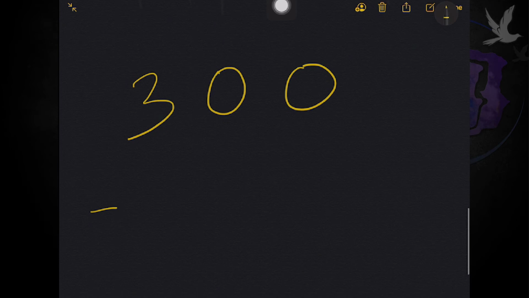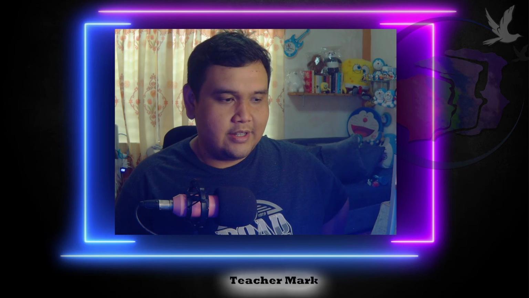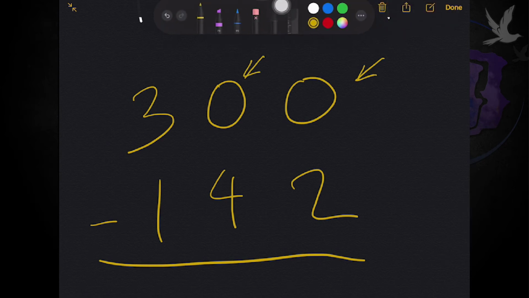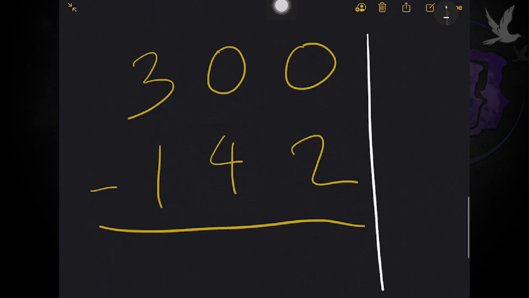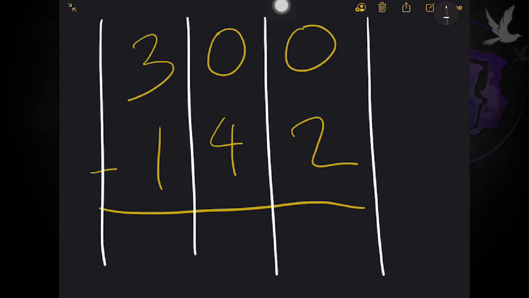Worst case scenario that you can experience. You have 300 minus 142. Why did I call this as the worst case scenario? Worst, because as you can notice, now let's try to check. You have two zeros here, 1, 2. And if you'll try to do the process, 0 take away 2 is not possible. You cannot remove 2 from 0.